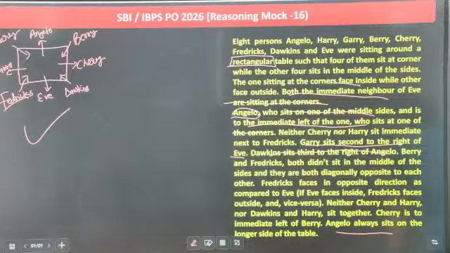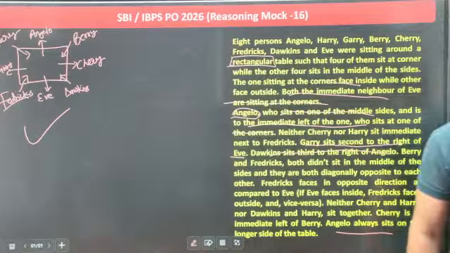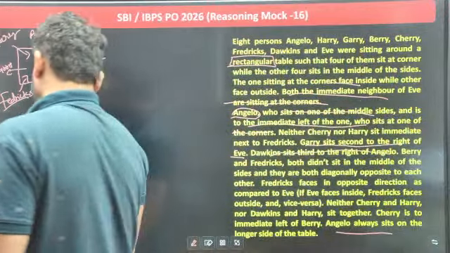All clear? So, according to your answer, let me read it. Harry, Angelo, Barry. Harry, Angelo, Barry, that is right. Cherry, Darwin, Eve. Cherry, Darwin, Eve, Frederick and Gary. And then again Harry. Yes, okay, perfect. That is right. That is absolutely right. Very good.